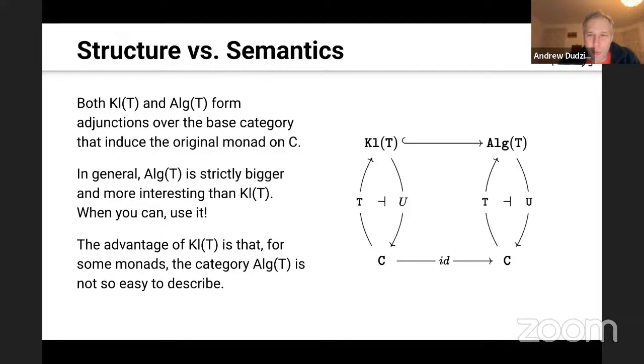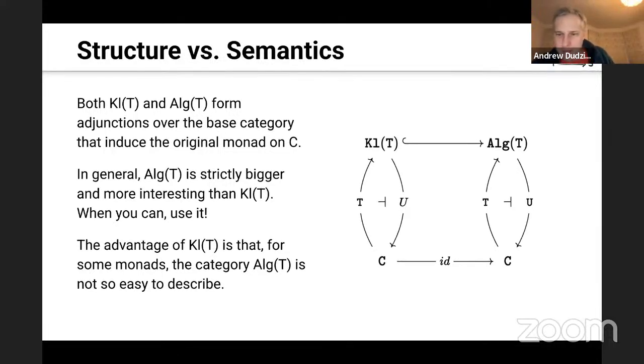So when you have a choice between working in the two, this is my strong bias as a mathematician: you should prefer to work in the category of all the algebras, not in the Kleisli category. However, in some situations, it's very hard to describe and to work with the entire category of algebras, whereas the Kleisli category is always nice. It's always easy to describe the Kleisli category. So in situations where you can't say what the algebras are very easily, then maybe that's a good excuse to stay in the Kleisli category.